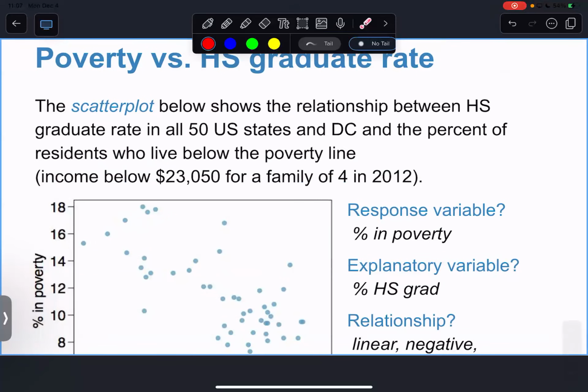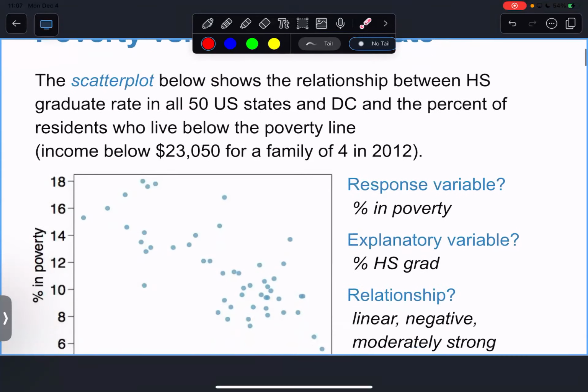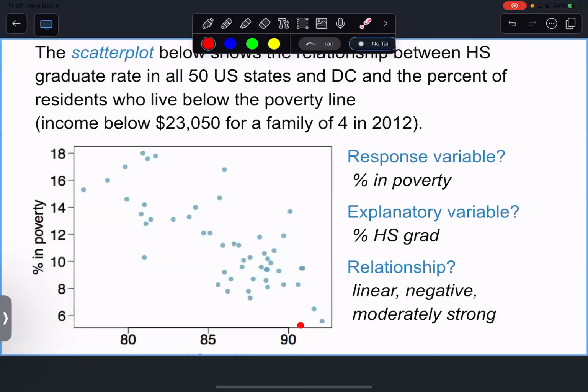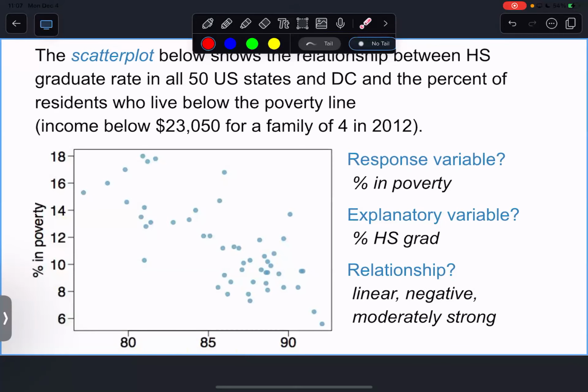So we can look at a scatter plot, which shows the relationship between two variables. Now we're going to focus on two numerical variables in this case. It shows the relationship between high school graduate rates in all 50 US states and DC, and the percent of residents who live below the poverty line. The poverty line in 2012 was income below $23,050 for a family of 4. So now we've established what that is, and then we can figure out some percentage in poverty in each state.